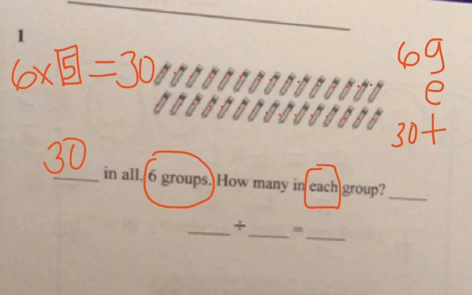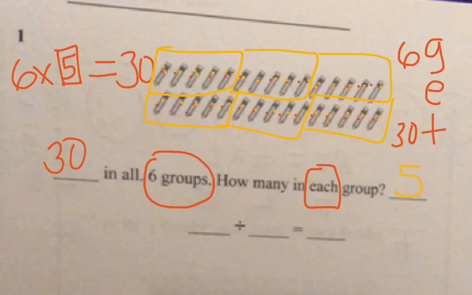So I'm just going to count 5 pencils, 1, 2, 3, 4, 5, and make one group. And I repeat this for each of the 6 groups. So how many in each group? Let's go back and count. 1, 2, 3, 4, 5. So I have 5 inside each group.